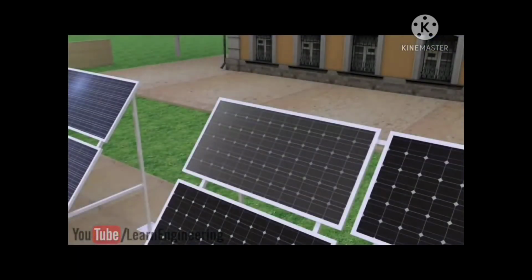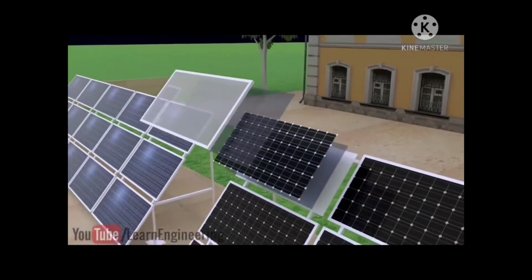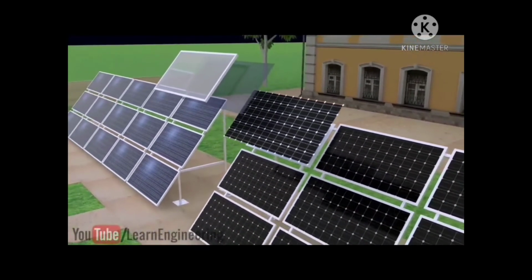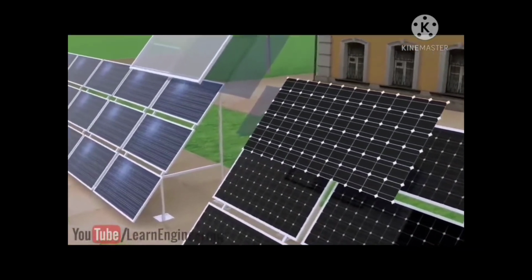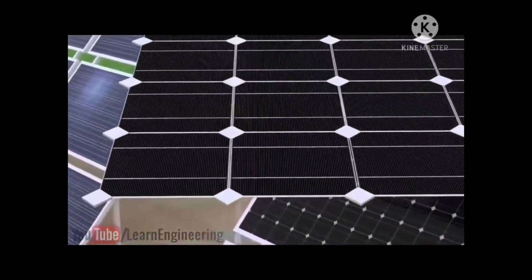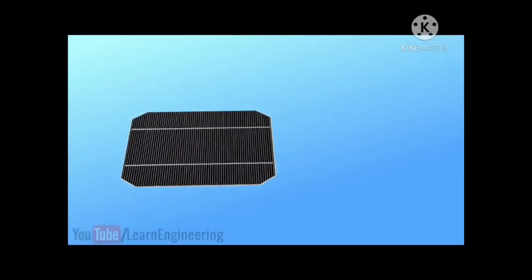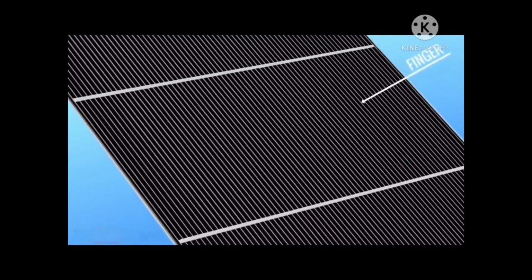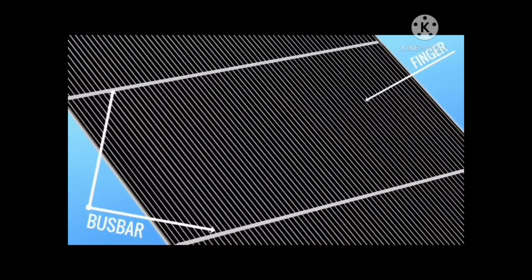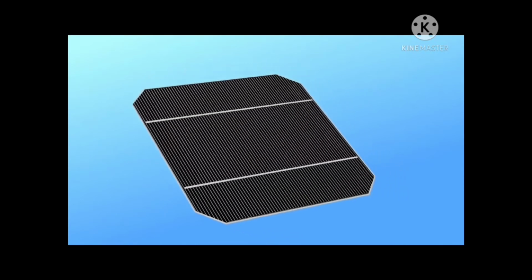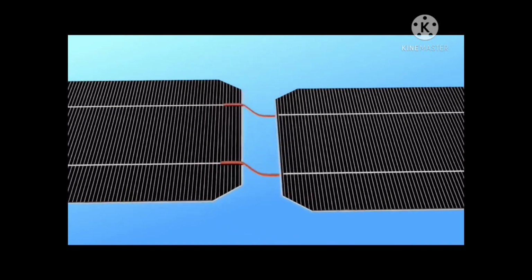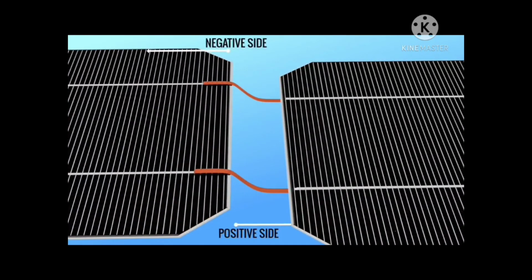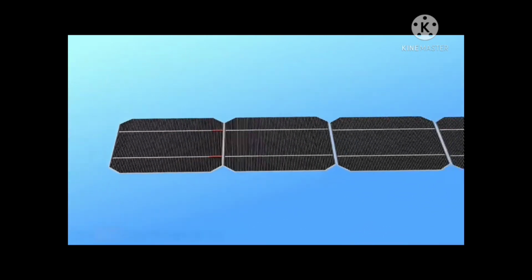Now, let's analyze the structure of a solar panel. You can see the solar panel has different layers. One of them is a layer of cells. You will be amazed to see how these PV cells are interconnected. After passing through the fingers, the electrons get collected in bus bars. The top negative side of this cell is connected to the back side of the next cell through copper strips. Here, it forms a series connection.